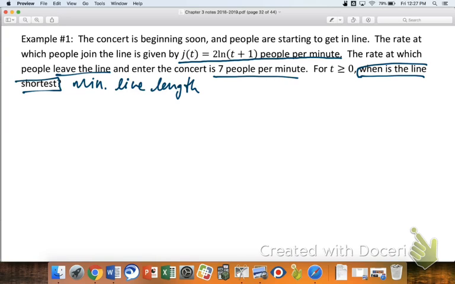Do you want me to choose a function for you? The letter? Yeah, what letter do you want me to use? So if you wanted to, we could say L stands for length of line.